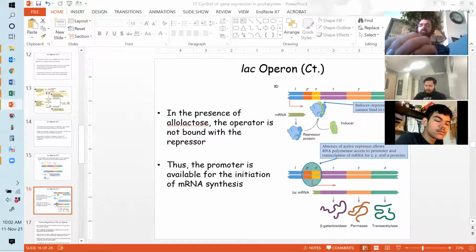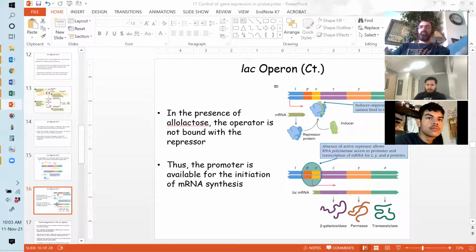So the other extreme is glucose absent, lactose present, equals a massive amount of lac operon expression. I didn't put that in number one, that it's lac operon we're talking about, but I figured you get that. So those are two extremes.